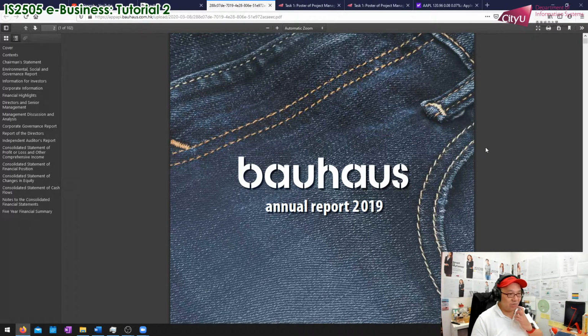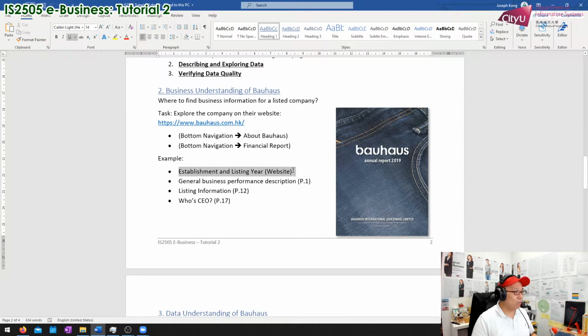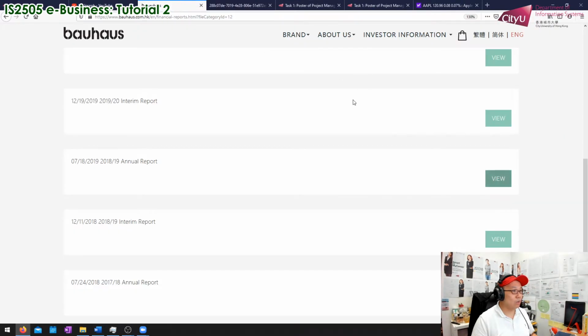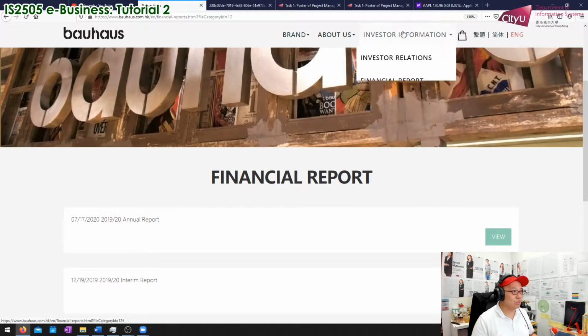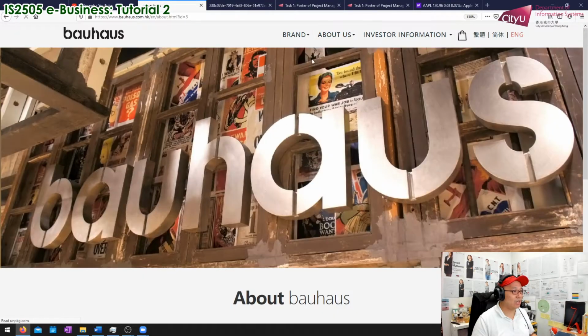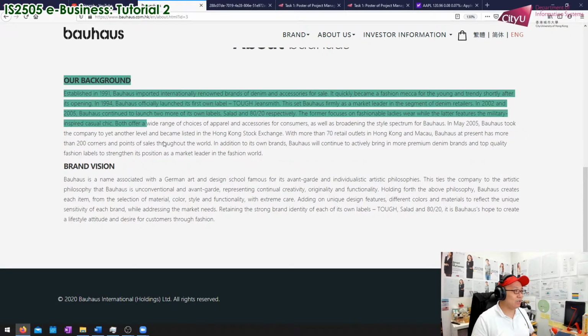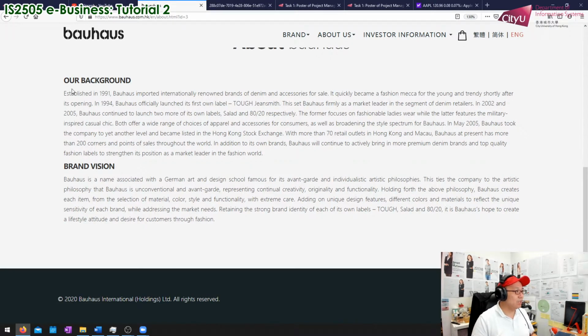Now, a lot of companies have this sort of annual report where you can find a lot of very interesting things. For example, on the website, you will already have some information related to this. Maybe you can click on About Us and About Bauhaus. It will give you some background information related to this company. For example, when was it established? When did this company launch its own label? And okay, in 2005 they got listed on the Hong Kong Stock Exchange. So these are some background information that you can find for this particular company.